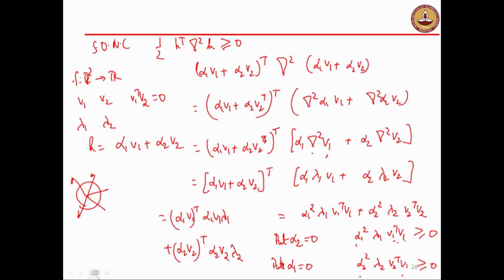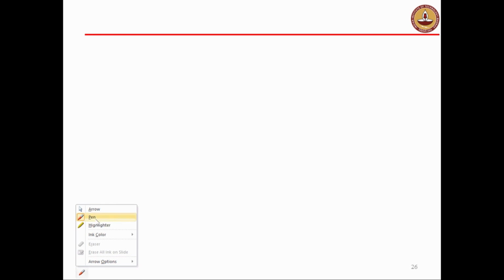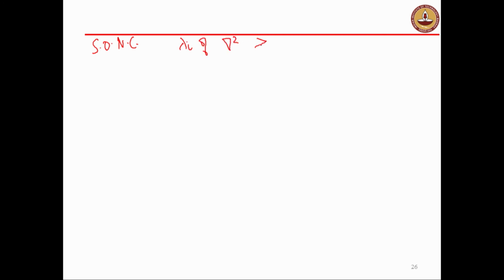So the second order necessary condition is, let me concisely write it down, the eigenvalues of the Hessian are non-negative. Such matrices, the symmetric matrices, are called positive semi-definite matrices. So the first order necessary condition is gradient of f equal to 0. The second order necessary condition is the eigenvalues of the Hessian matrix are non-negative.